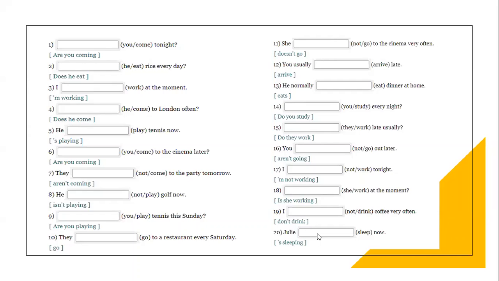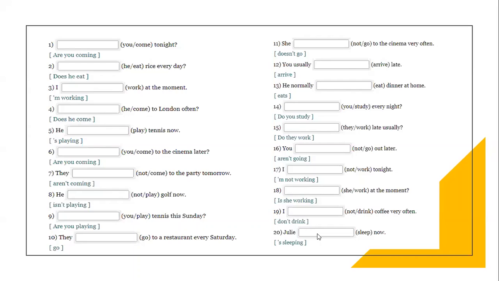Are you coming tonight? Does he rise every day? I am working at the moment. Thank you very much. Cynthia, 4, 5, and 6. Does he come to London often? He is playing tennis now. Are you coming to the cinema later? Thank you very much, Cynthia.